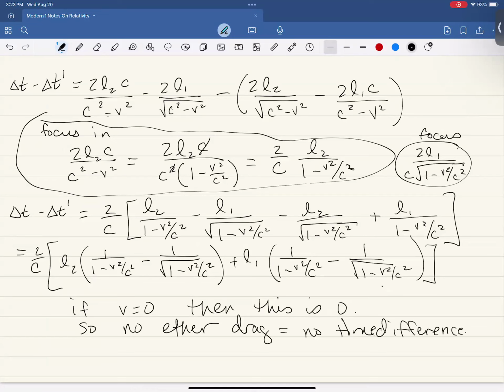Okay, so that's what we're doing there. All right, but let's pretend for a second that there is an ether and put ourselves in the position of Michelson and Morley at that point.